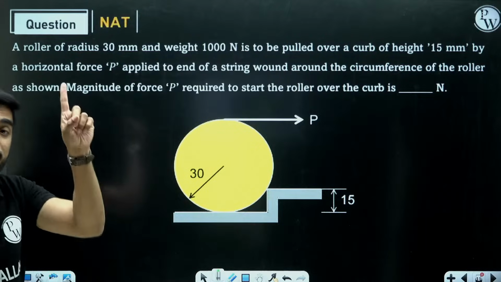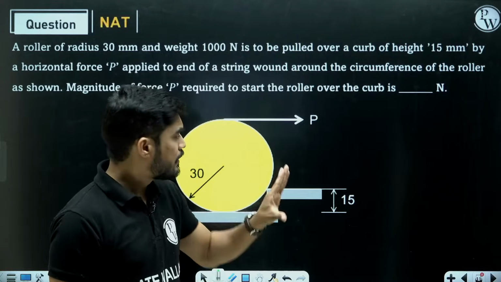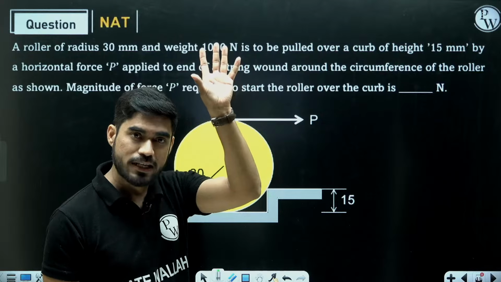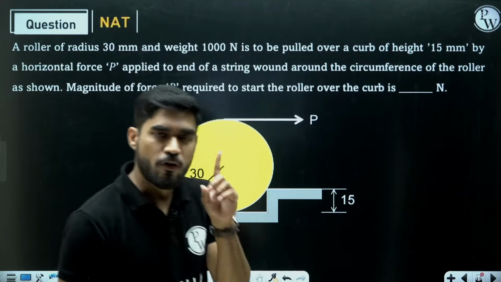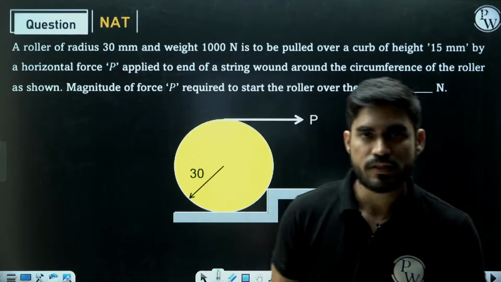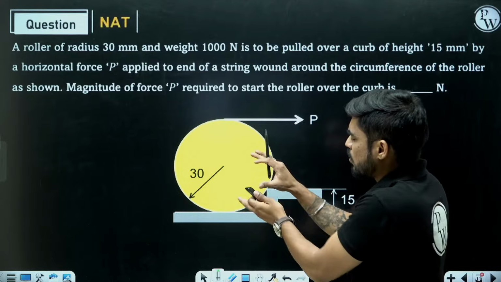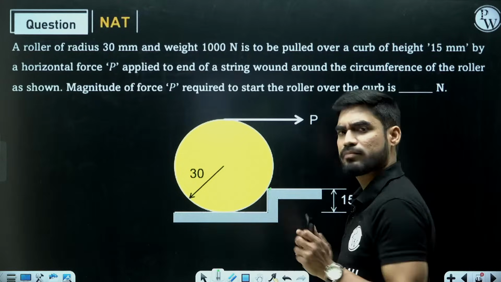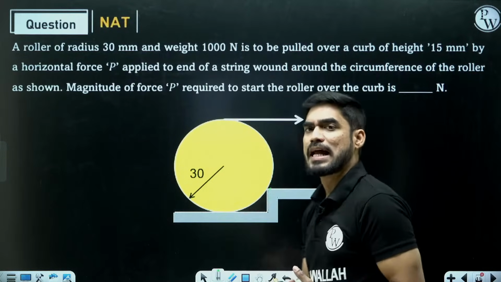So that 500 Newton is the minimum force which will start this roller. So you need to just calculate that minimum force. Now in order to calculate that force, we are going to assume that this roller is just about to climb this curb.